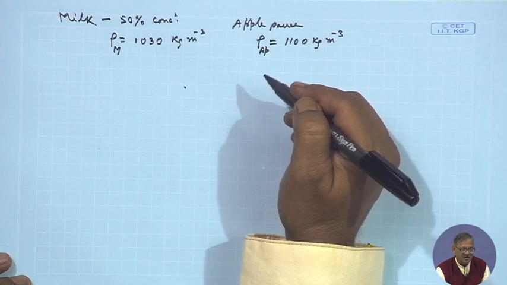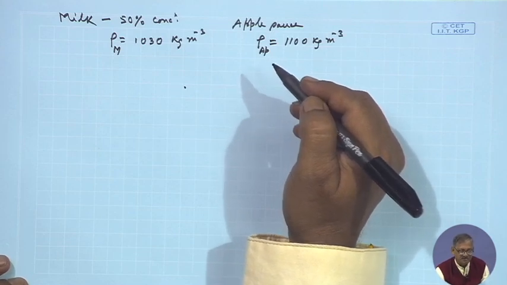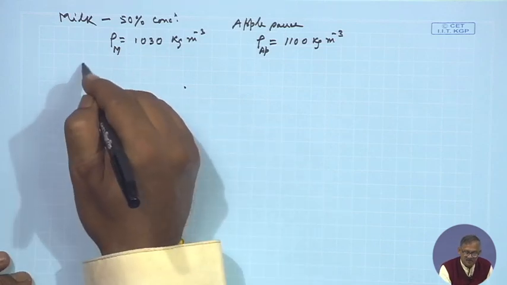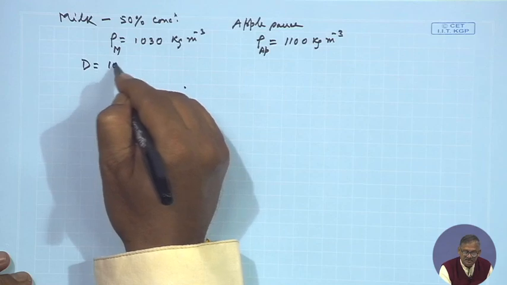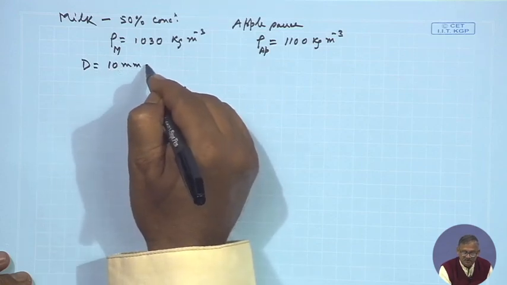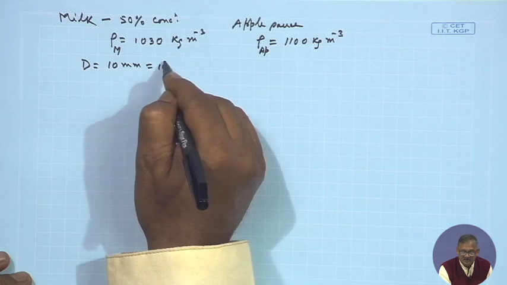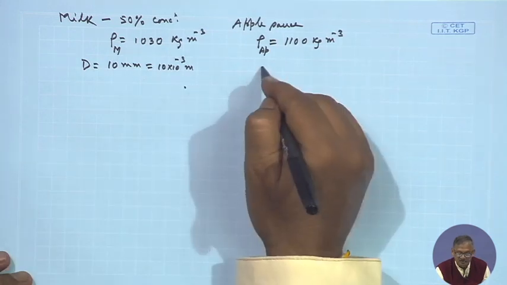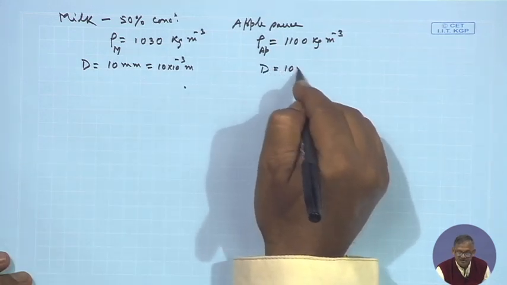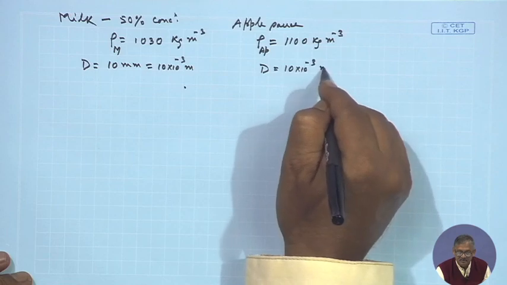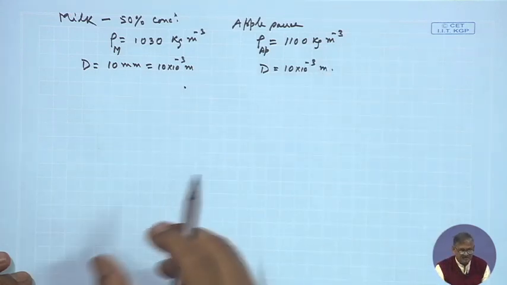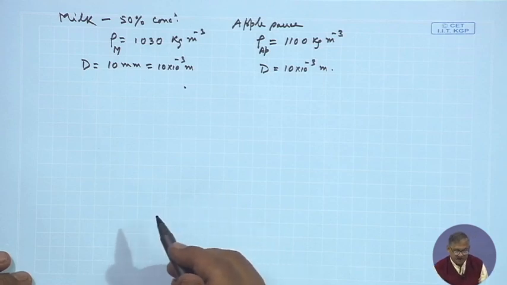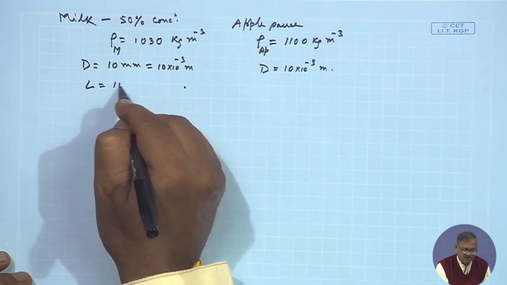Then they are being pumped through a pipe having a diameter of 10 millimeter. So, the diameter of the pipe is 10 millimeter, equal to 10 into 10 to the power minus 3 meter. So, D is 10 into 10 to the power minus 3 meter. And the length of the pipe is L equals 10 meter.